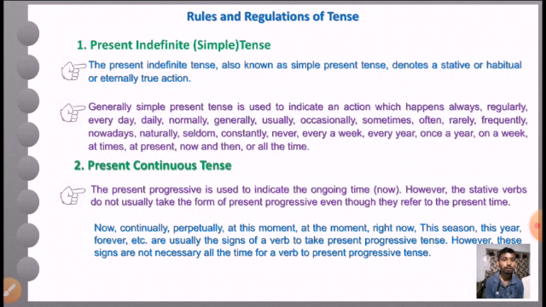Whenever words like now, continually, perpetually, at this moment, at the moment, right now, this season, this year, forever come, in this case we can use present continuous tense. So we use is, are, am, verb 1 plus ing form. For example, we can say I am eating rice now. I am doing the work at this moment. These are examples of present continuous tense. That means it has begun and it is continuing without stopping.